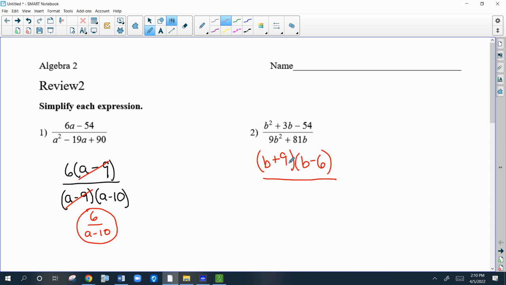Now for this one, you have to look for a common factor. They both have a factor of 9 and they both have a b. So I'm going to factor out a 9b. What's left over here would be a b, because 9b times b is 9b squared. And here we're left with 9, because 9b times 9 is 81b. So again, we can go ahead and cancel out the like factors, and we're left with b minus 6 over 9b.